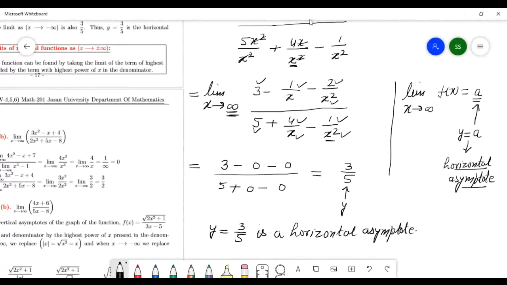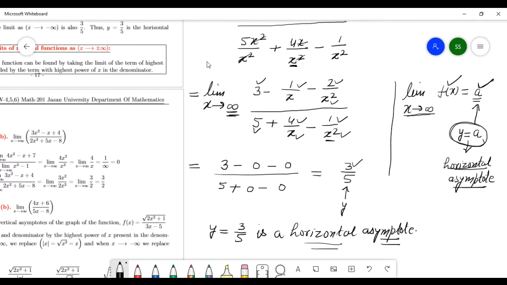Clear? Last lecture I told you this rule: x goes to infinity, and the function goes to a number, and this number, y equals a, is called a horizontal asymptote. So here a is 3 divided by 5, it means y equals 3 by 5 is a horizontal asymptote. Right?